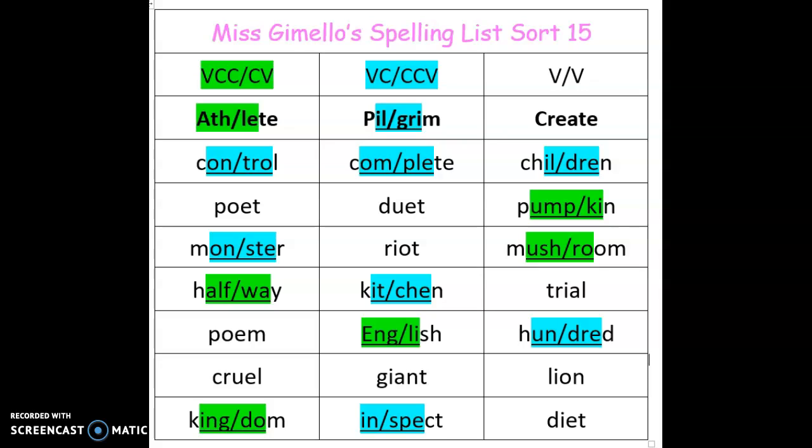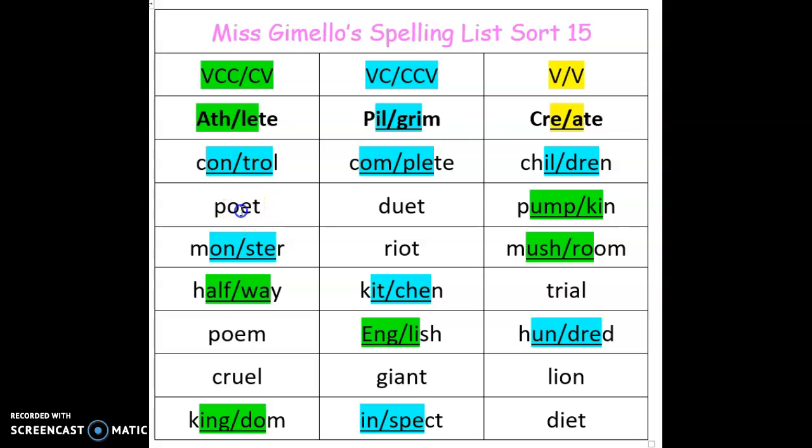Our last group, as we split the word in half, is going to be a vowel-vowel pattern. So I want you to get your third color and highlight vowel-vowel. The example we have is create, vowel, split, vowel. That fits. We also have poet, riot, duet, trial, cruel, lion, diet, poem, giant.